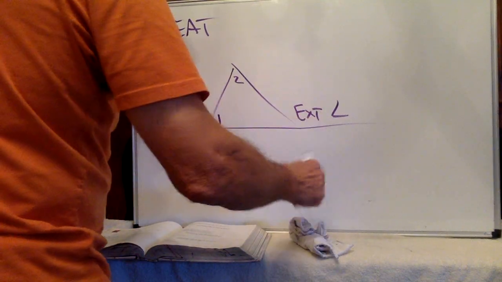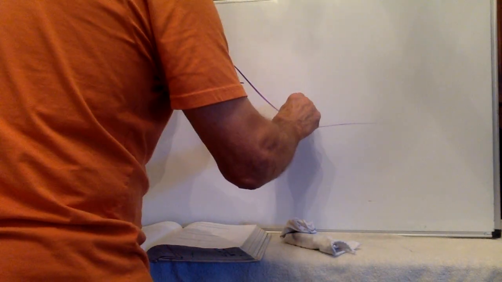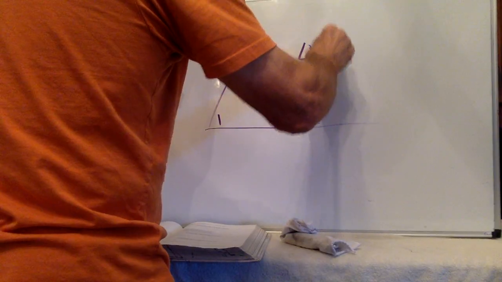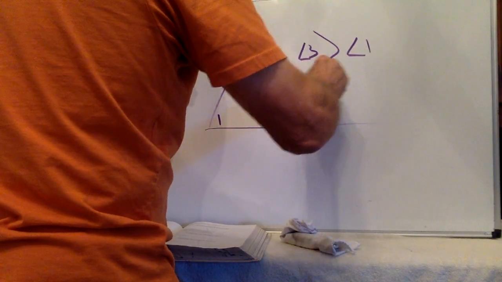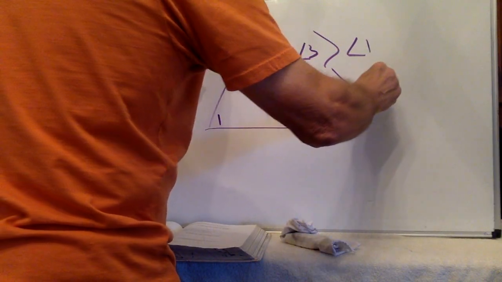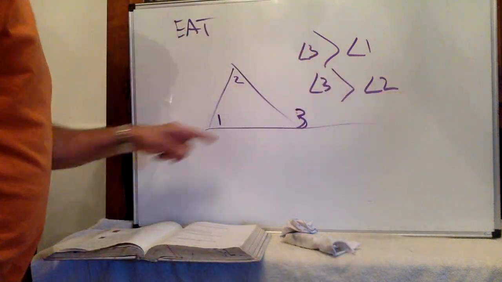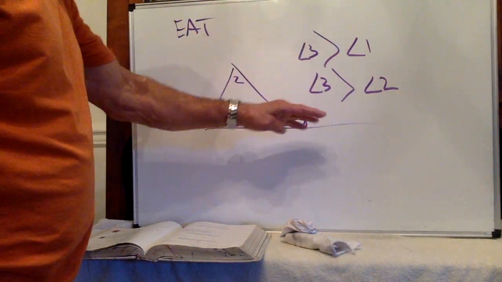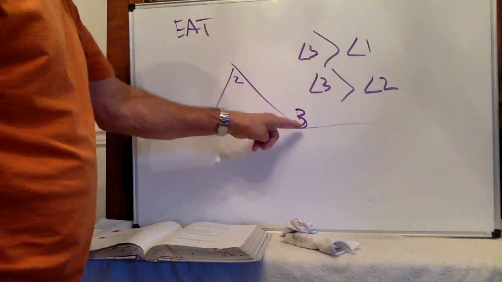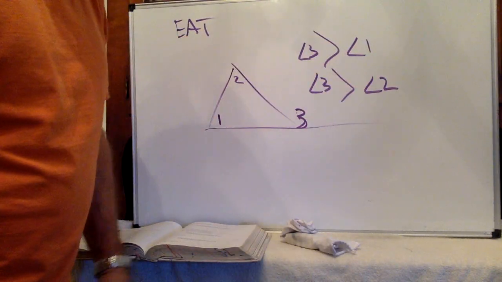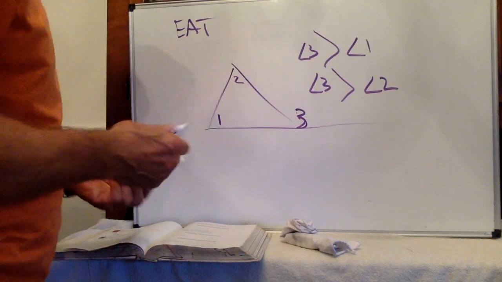So the exterior angle, call it 3. The exterior angle theorem says 3 is greater than either remote. So 3 is greater than 1, 3 is greater than 2. And that's all this theorem says.